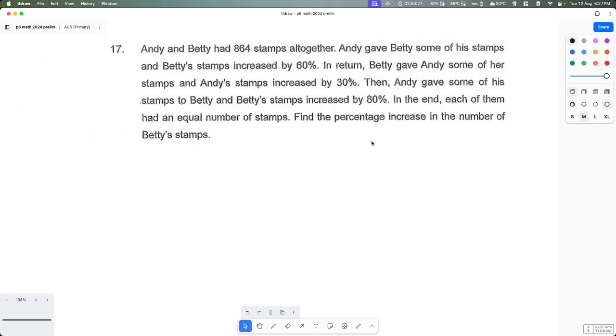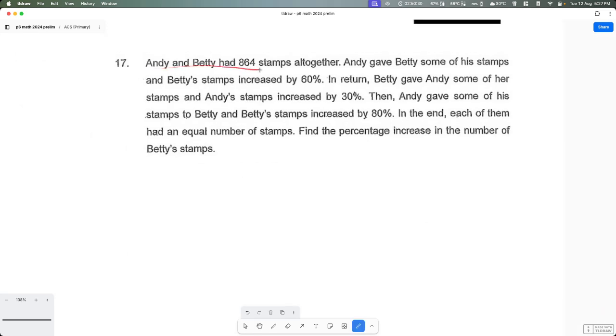Okay, it says here, that's a long question. Question 17: Andy and Betty had 864 stamps altogether. Andy gave Betty some of his stamps, and Betty's stamps increased by 60%. In return, Betty gave Andy some of her stamps, and Andy's stamps increased by 30%. Then Andy gave some of his stamps to Betty, and Betty's stamps increased by 80%. In the end, each of them had an equal number of stamps. Find the percentage increase in the number of Betty's stamps. So it's an internal transfer kind of thing.